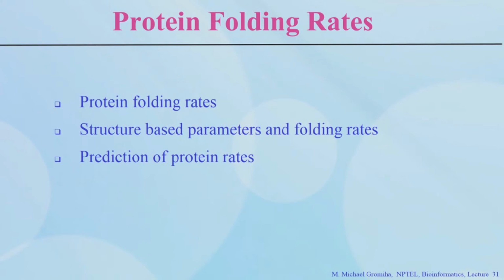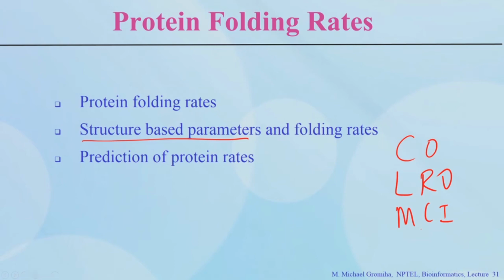It depends. For example, all alpha proteins usually fold faster than all beta proteins. We account for these folding rates based on structure-based parameters, mainly the contact order, long range order, multiple contact index, or different parameters. So, we can get these numbers and directly relate them to the folding rates. Is it a direct or inverse relationship? It is an inverse relationship.